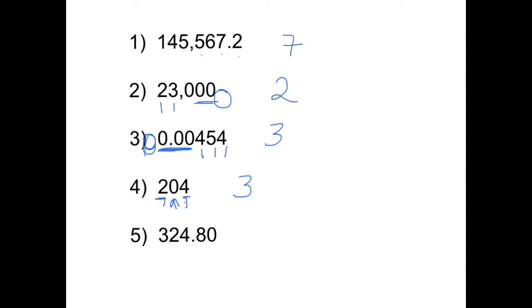And the last one, we have 1, 2, 3, 4 non-zero digits. We have a trailing or a terminal zero. There is a decimal point. It comes after the decimal point, so this 0 is significant. So we have 1, 2, 3, 4, 5 significant digits.